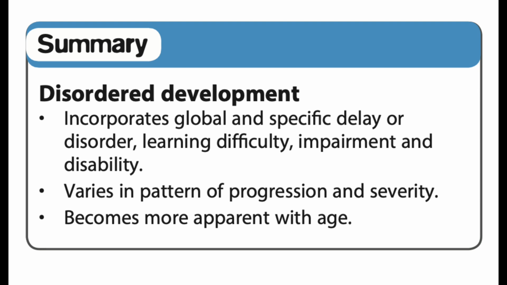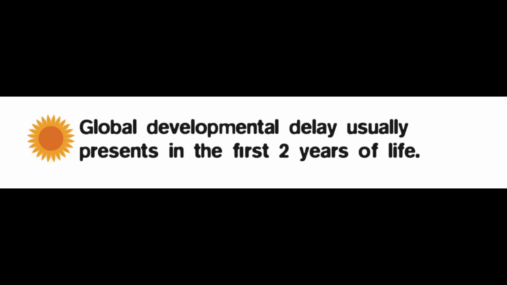Now, the summary: disordered development incorporates global and specific delay, disorder, learning difficulty, impairment, and disability. Varies in pattern of progression and severity, becomes more apparent with age. Now, developmental delay. Global developmental delay, also called early developmental impairment, implies delay in acquisition of all skill fields. Those are gross motor, vision and fine motor, hearing and speech, language and cognition, social, emotional, and behavior. It usually becomes apparent in the first 2 years of life. Global developmental delay is likely to be associated with cognitive difficulties, although these may only become apparent several years later. The presence of global developmental delay should always generate investigation into a possible cause, such as those listed in this table, which we'll discuss later.